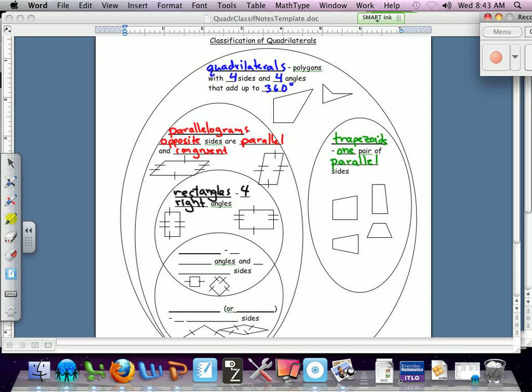All right. So rhombuses, or the plural would be rhombi. They have 4 congruent sides, in addition to having all that other stuff that a good parallelogram has.